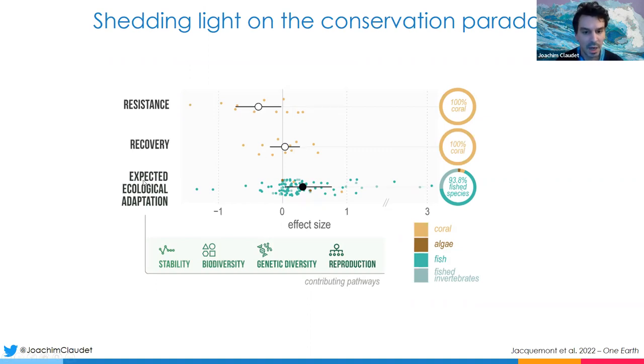But when we looked at expected ecological adaptation based on those indicators, so stability, biodiversity, reproduction, this was based mostly on fish species. Here we can see a positive effect. So saying that on average, MPAs can contribute to ecological adaptation, whether it is through resistance, recovery, or adaptation, is largely dependent on the type of organisms we are looking at.